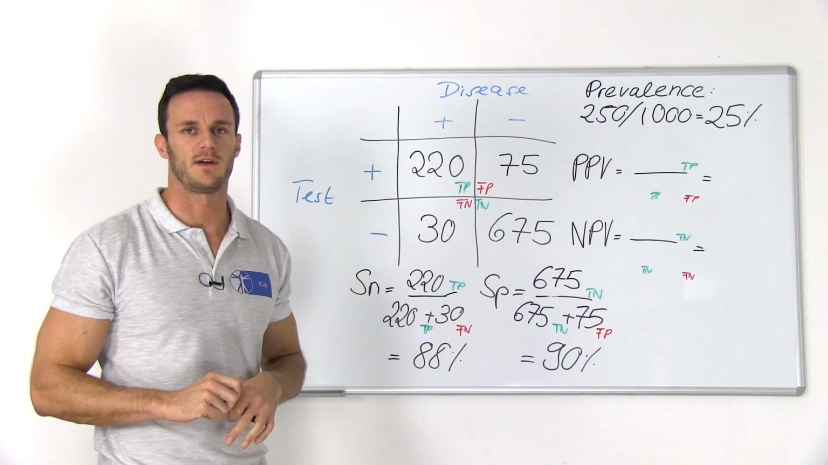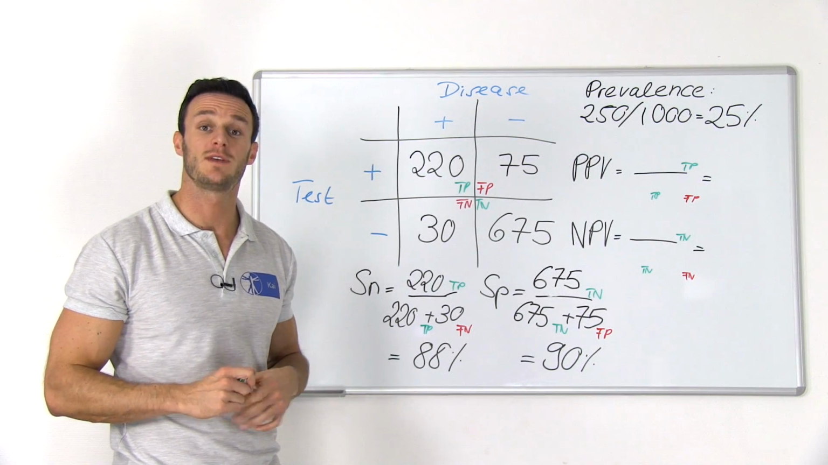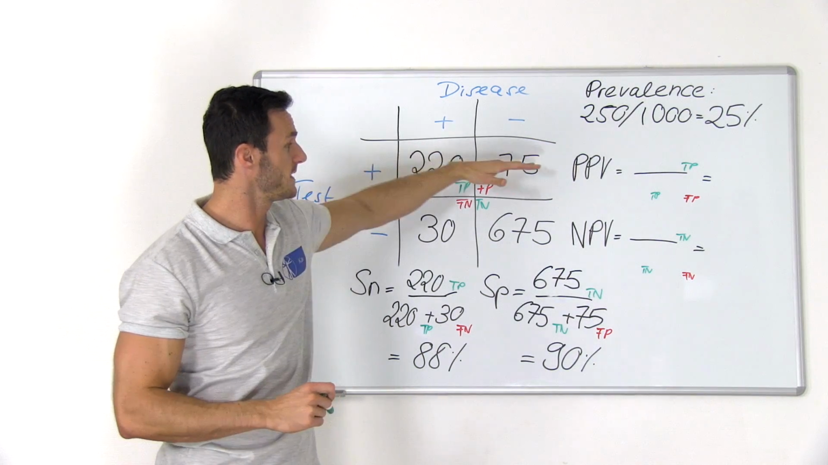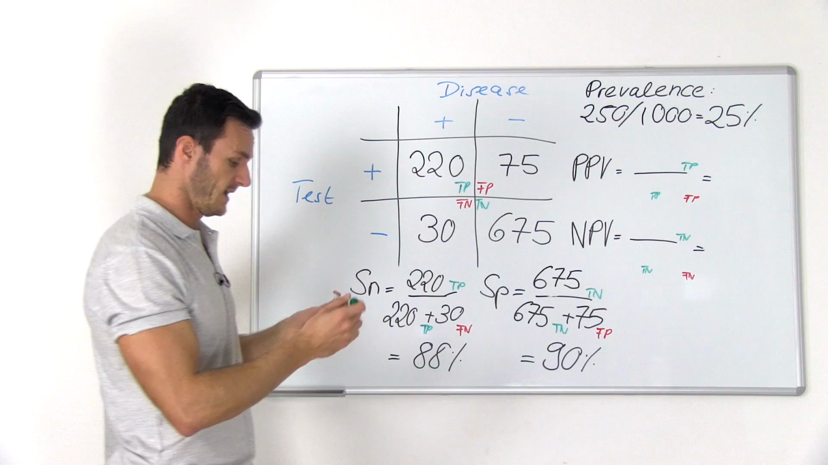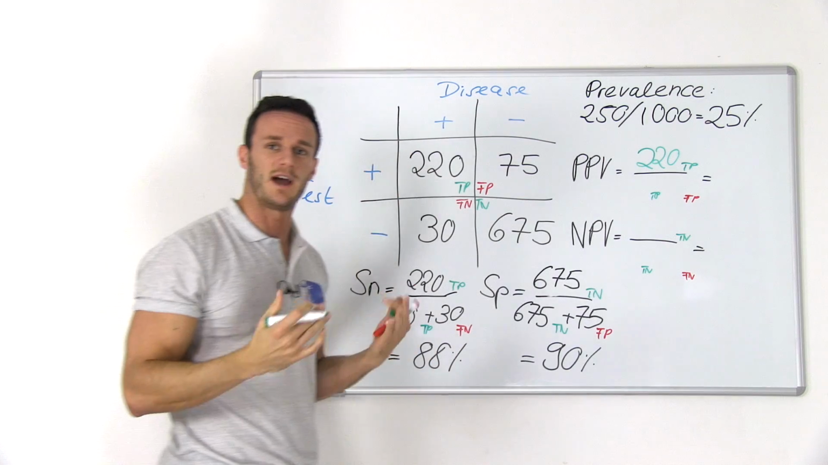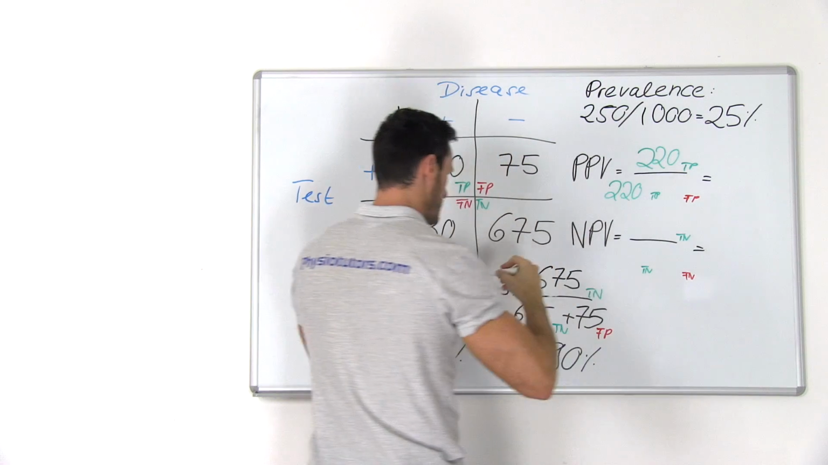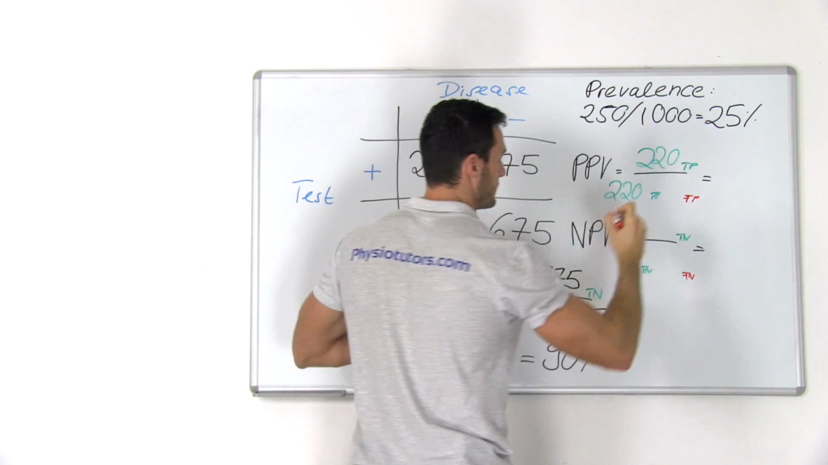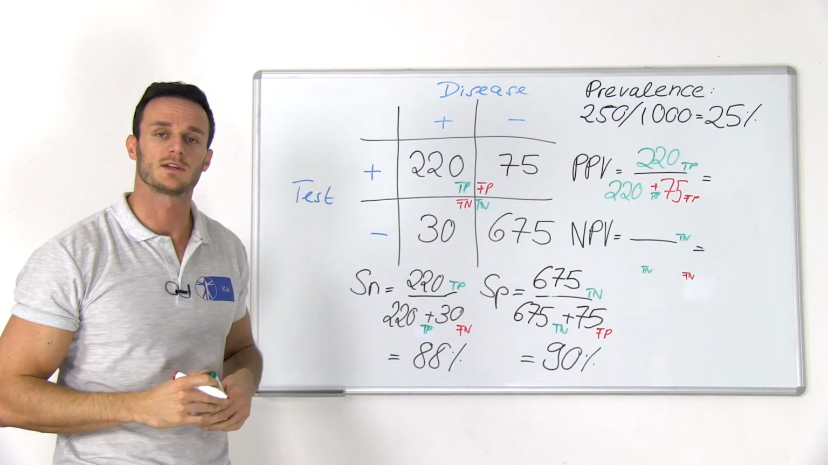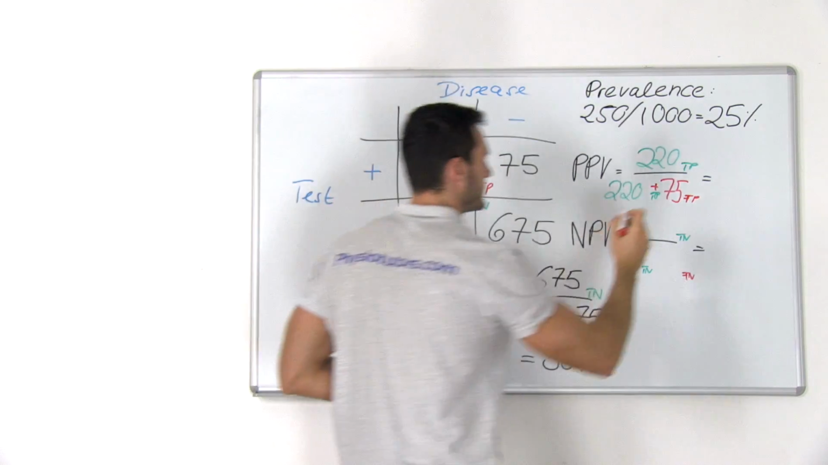So the positive predictive value is the proportion of patients who have the disease amongst all the patients who test positive. So we have to divide all the true positives through all the people that test positive. In this case, it's 220 people who are truly positive divided through all the people that test positive. So 220 plus the false positives as well, plus 75. So in this case, we end up with a positive predictive value of around 0.75, which is 75%.